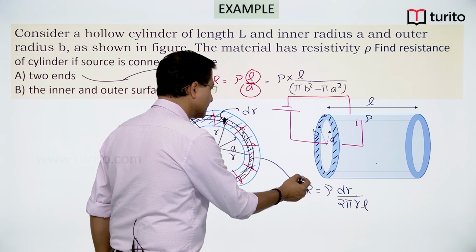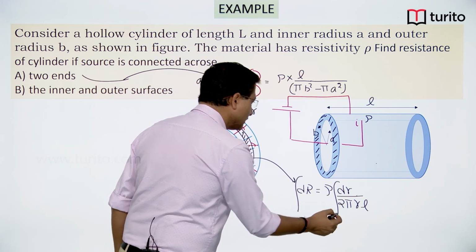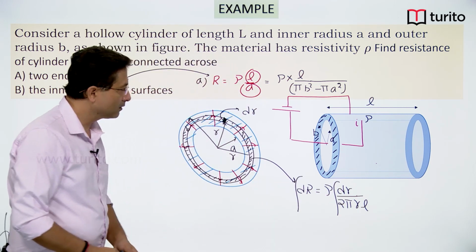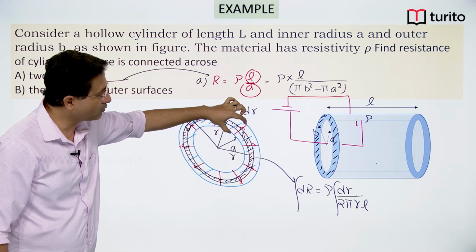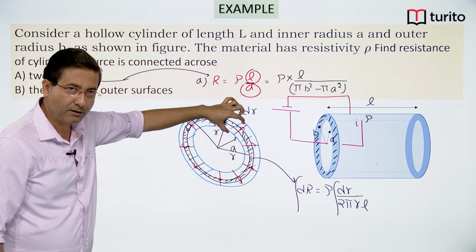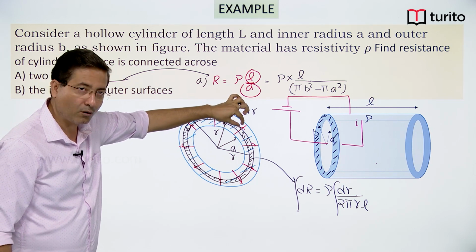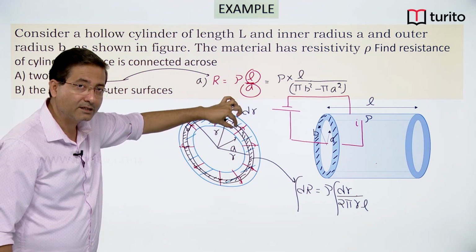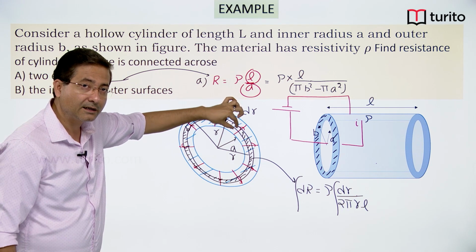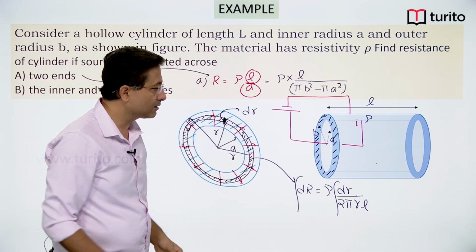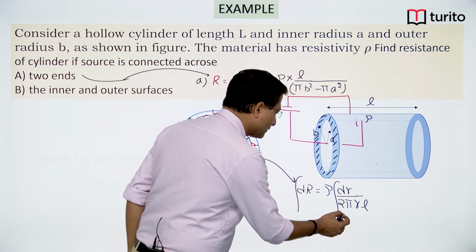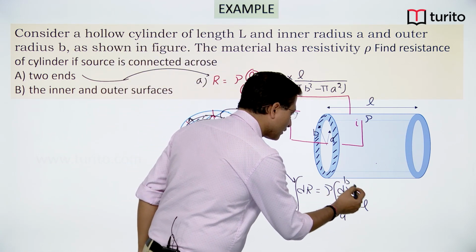So let us integrate, with limits from the inner surface to the outer surface. I want to find out the total resistance, so I am integrating this. I am adding the resistance of all such coaxial cylindrical shells, so I am adding all the resistance from a to b.